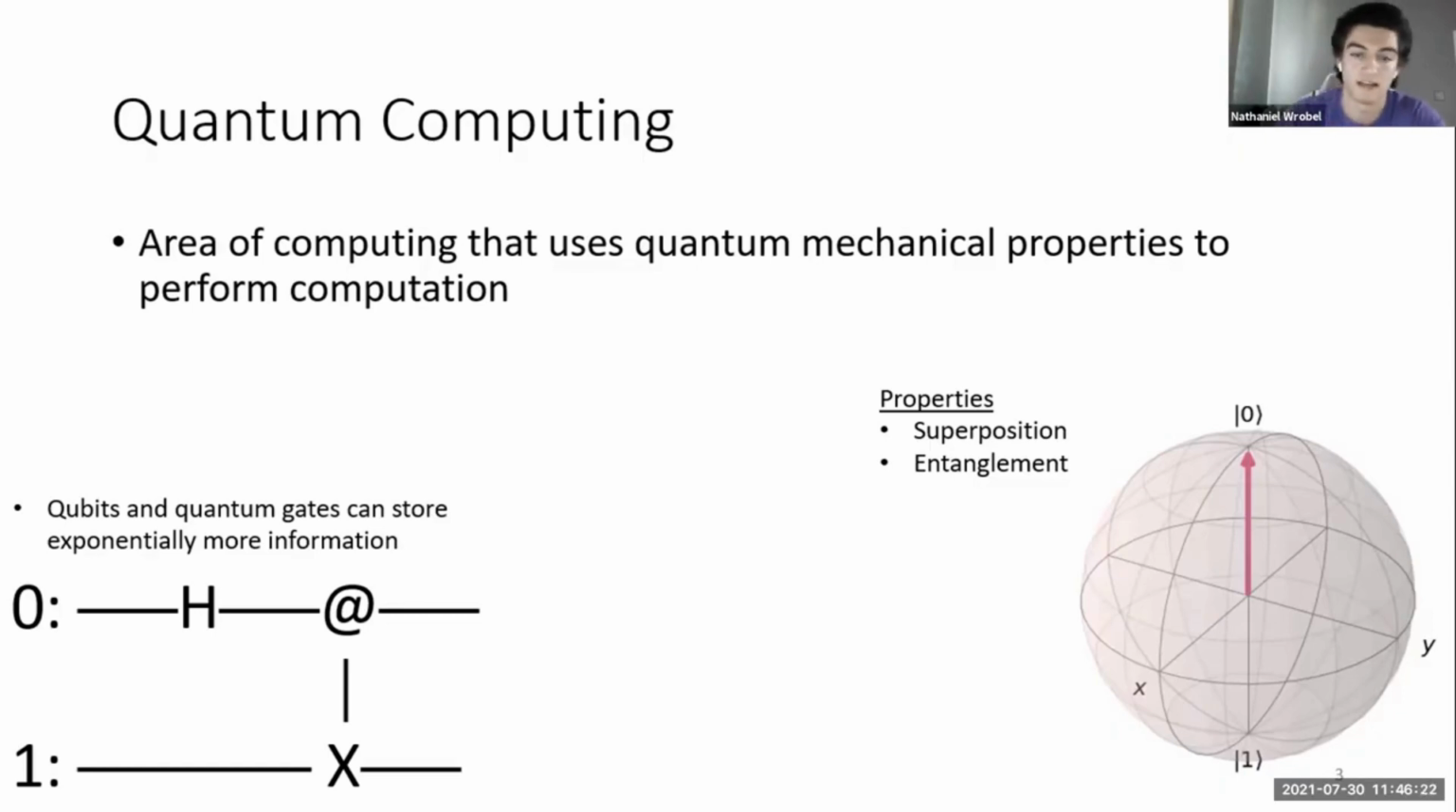And then entanglement allows us to take multiple qubits and entangle them, meaning if we measure the state or change the state of one qubit, it could directly affect the state of a different qubit when they're entangled. So we can't describe these qubits independently of each other.